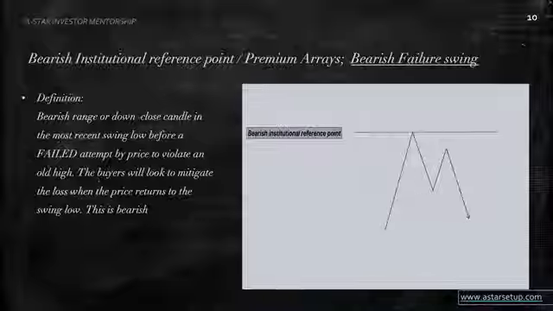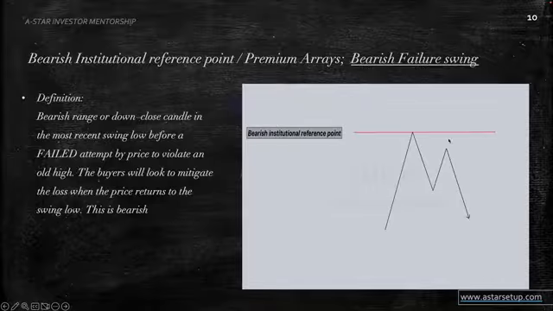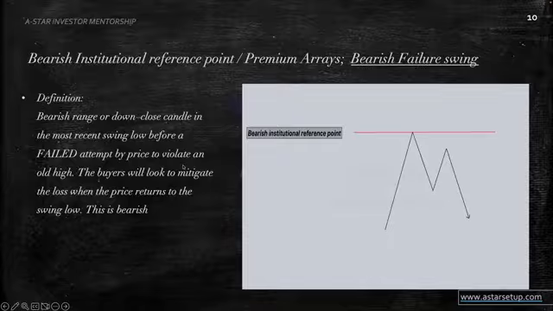Now buyers find support here, make this low, and try to buy up this market again, intending to send prices higher, but they fail. Do you see that this second swing upwards fails to go beyond the previous high? This is what we talked about in the definition. It is the most recent swing low before a failed attempt by price to violate an old high. So that is what happens here, and this is where we're going to have a bearish failure swing.